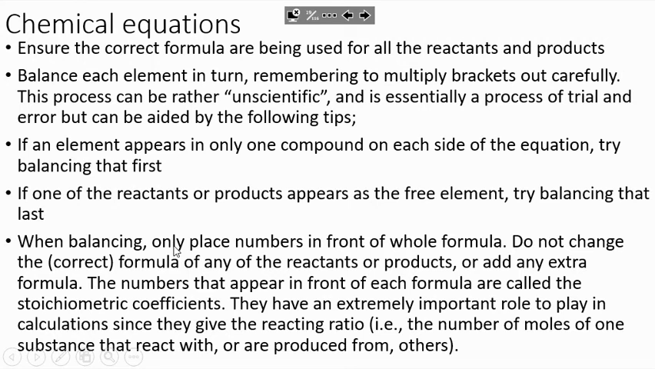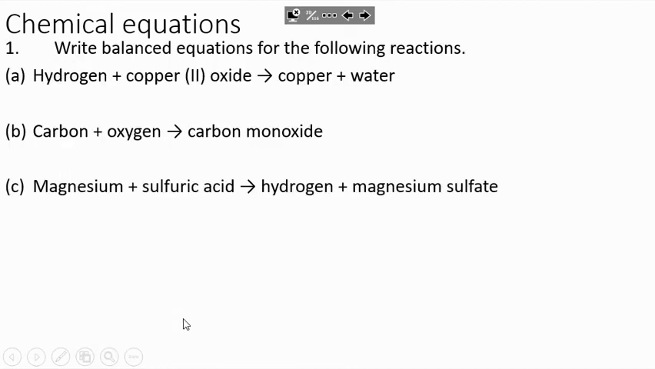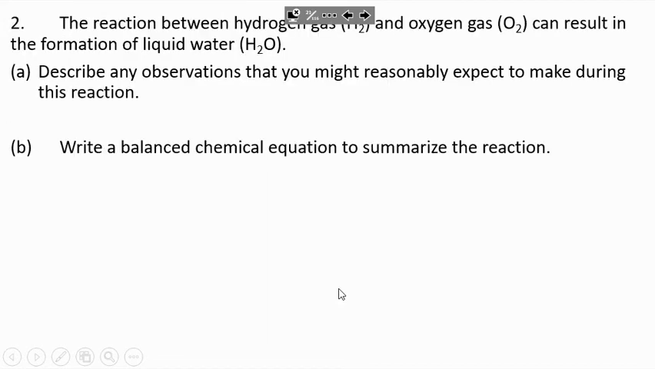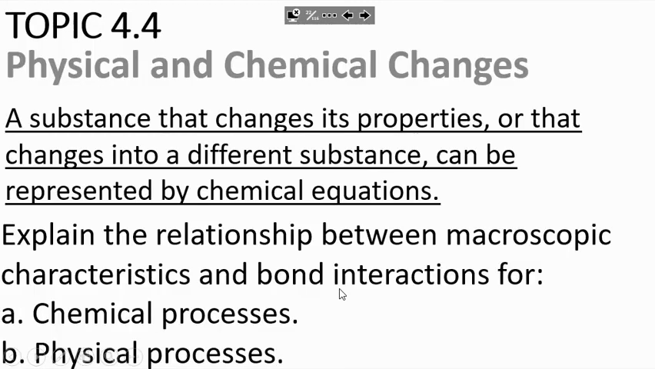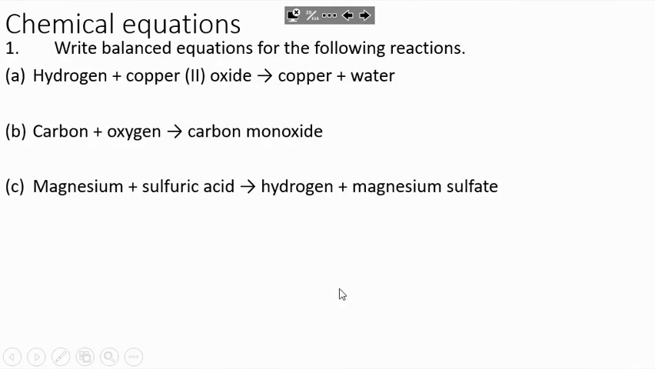And then when balancing, only place numbers in front of the whole formula. Don't change the subscripts ever. The numbers that appear in front of each formula are called the coefficients, and they have an extremely important role to play when we start doing stoichiometry. So let's look at some equations that we need to balance here, and you can see if you can come up with the correct answers for these. So take a minute and run through these two examples, pause the video, and then come back for an explanation.